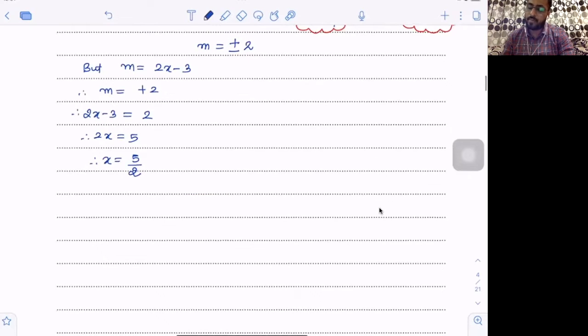Similarly, when m is minus 2, I'll write here, or m is equal to minus 2. So m I know is 2x minus 3. This is equal to minus 2. So 2x becomes equal to what? So again, minus 3 will switch its place. It will transfer on the other side. So minus 3 becomes plus 3 minus 2. That's 1. So 2x is 1. X becomes equal to 1 upon 2.